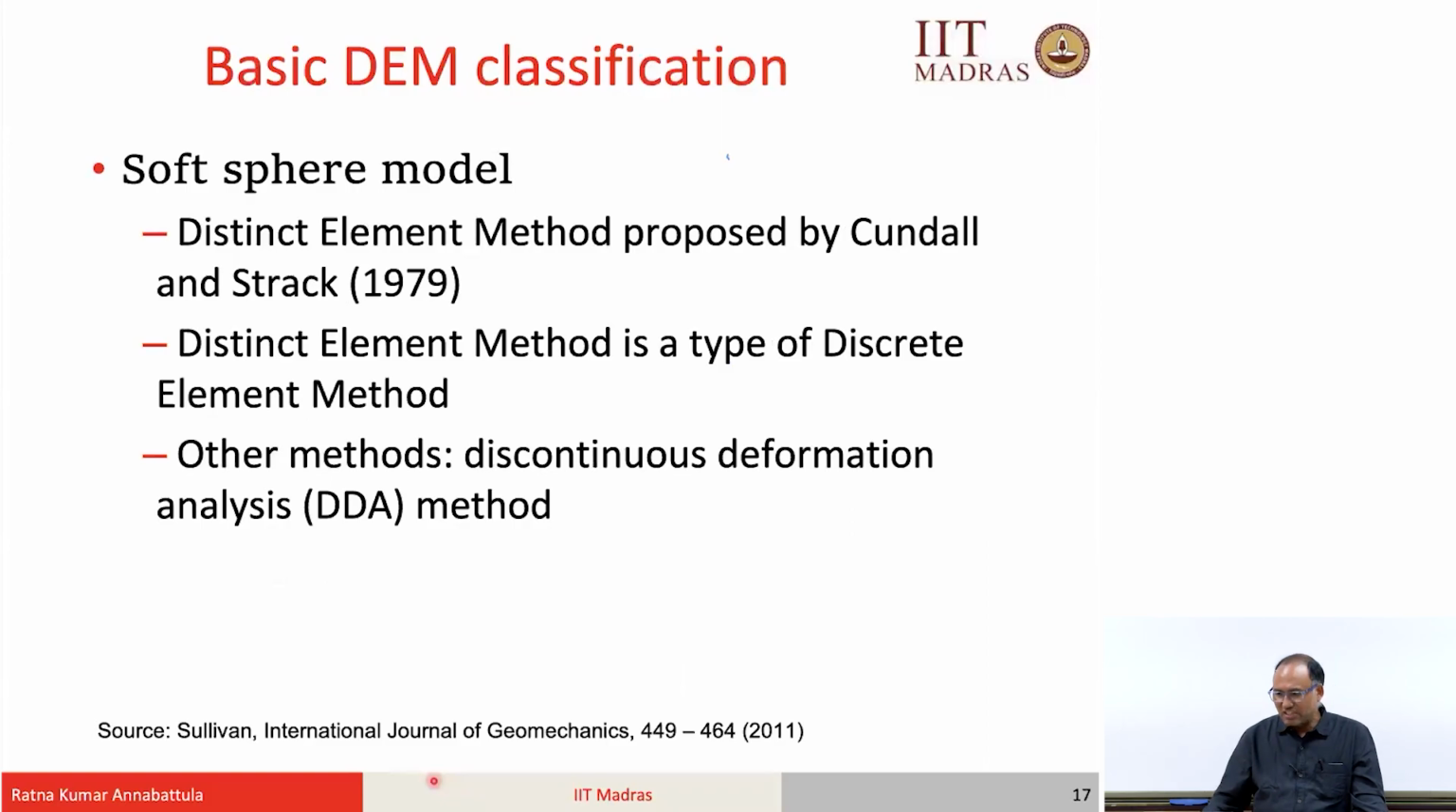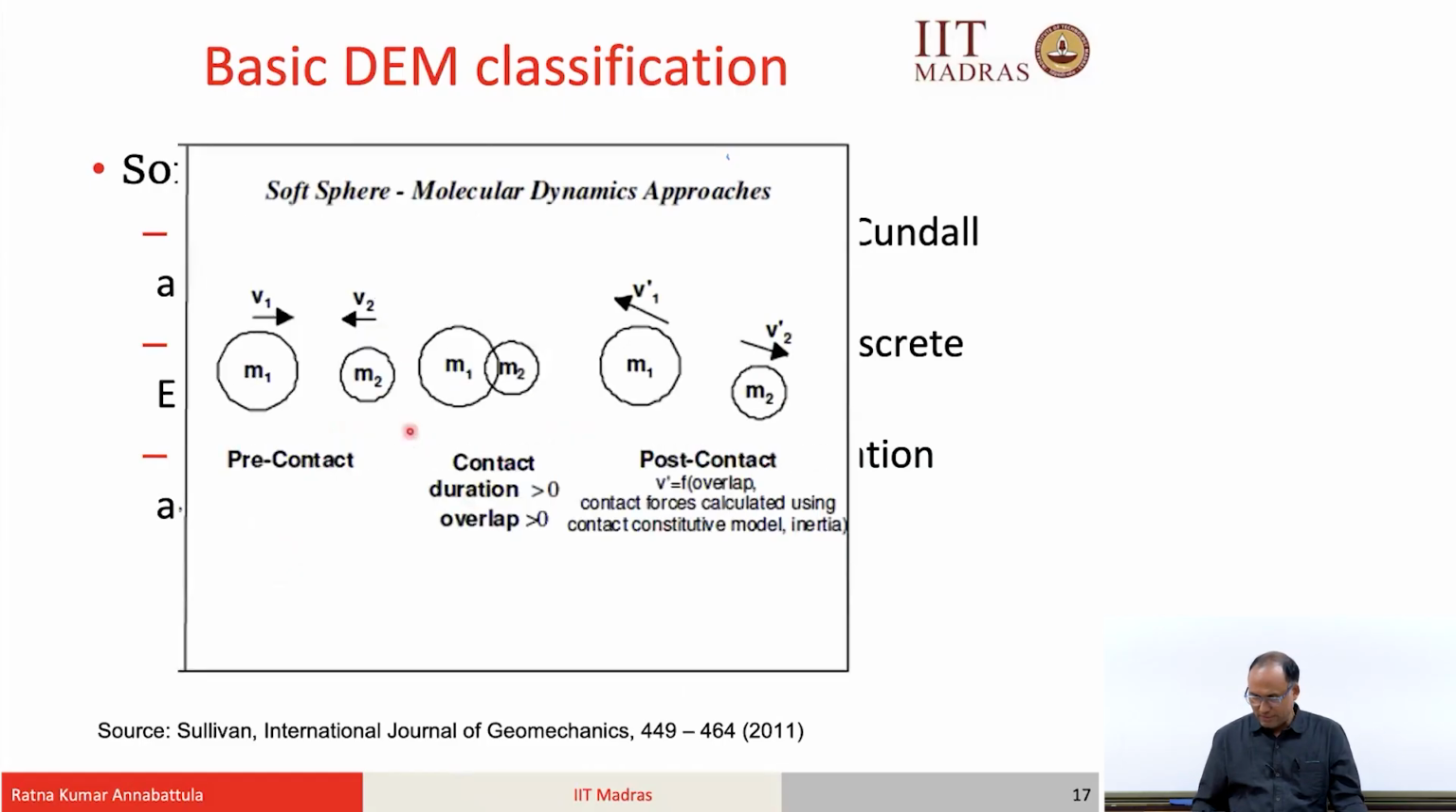So, the soft sphere model is based on the distinct element method proposed by Cundall and Strack in 1979. So, this is very similar to whatever we are talking about today as the discrete element method. Right? There are other methods, there is the discontinuous deformation analysis method, and we are not going to discuss these techniques here. So, this is how the cartoon of a soft sphere model looks.